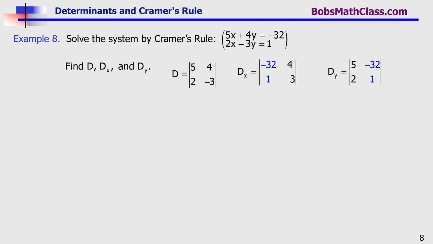Okay, now work out each of your determinants. All right, d is negative 23, dx is 92, and dy is 69.